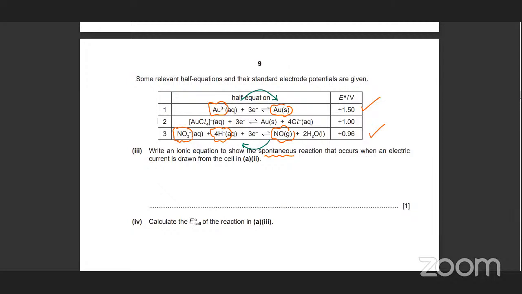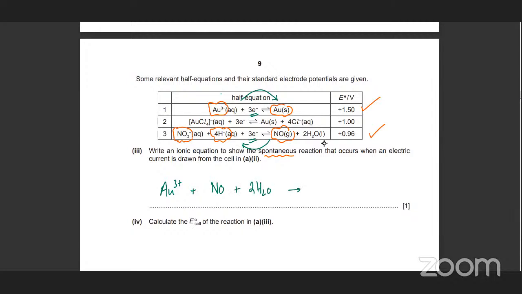The good thing is that the number of electrons lost and the number of electrons gained are equal, so you don't have to multiply any equation with any number. So add up the reactants. In the first one, the reactant is Au3+, and in the second one, the reactant is NO gas and 2H2O.